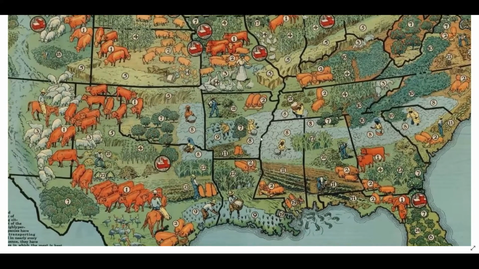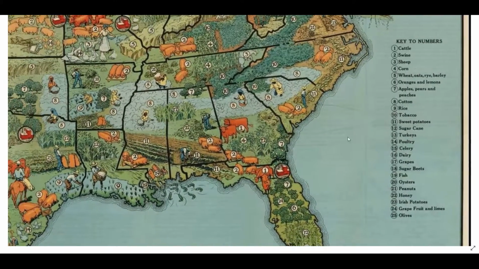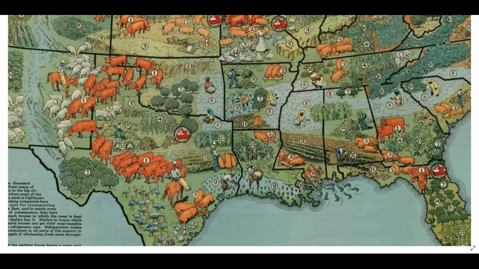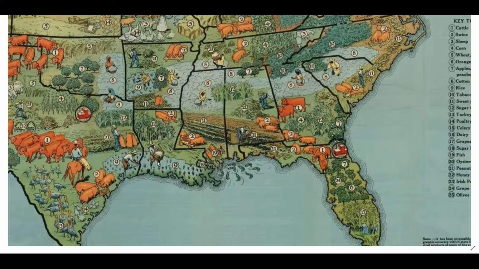So for instance, let's look over here in Texas. So over here, kind of up where we live, we have a number 8 and we have a number 12 because we live right over here. So let's see what an 8 and 12 is. 8 is cotton and 12 is sugar cane. Oh, wow. So sugar cane's done right around in here. Let's look down here near Houston. That's a number 9. What's number 9? Rice. Oh, yeah. Rice is all right around here.